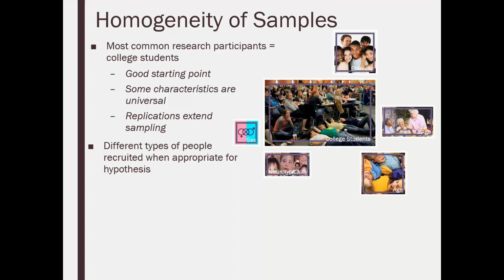Different types of people are going to be recruited whenever it's appropriate for the hypothesis. So, if you think that ethnicity is going to matter, then you absolutely recruit people of different ethnicities. If you think age is going to matter, you do that, right? I've got age twice because maybe we think older people will respond differently, or that children will respond differently. Neurotypicality is another issue where we might want to test different kinds of people, or based on sex, or there are lots of different factors that we might think might matter on different hypotheses. So of course we're going to recruit different kinds of samples.